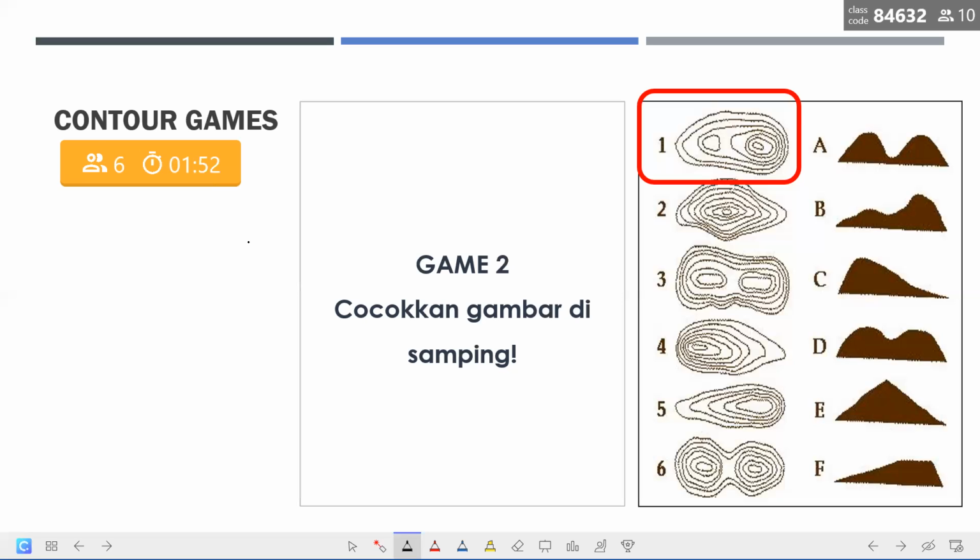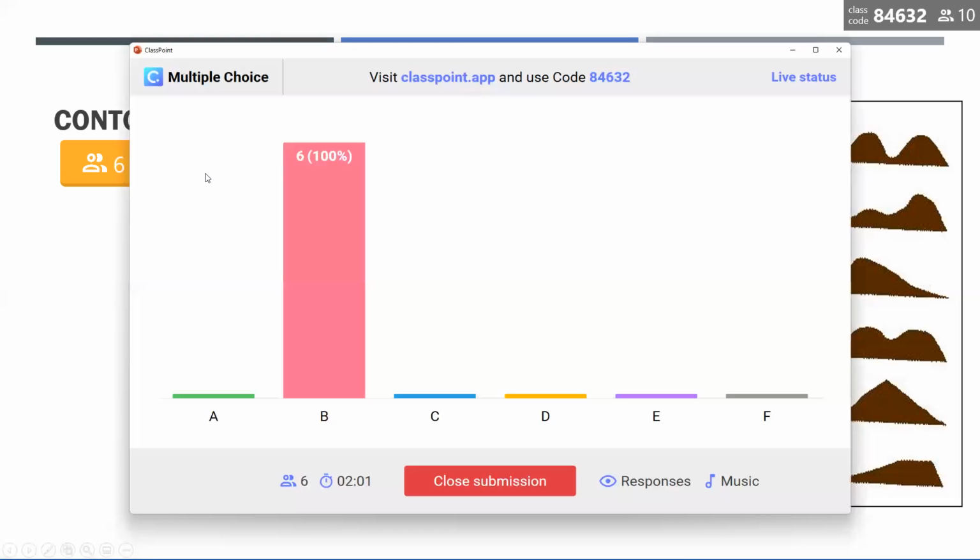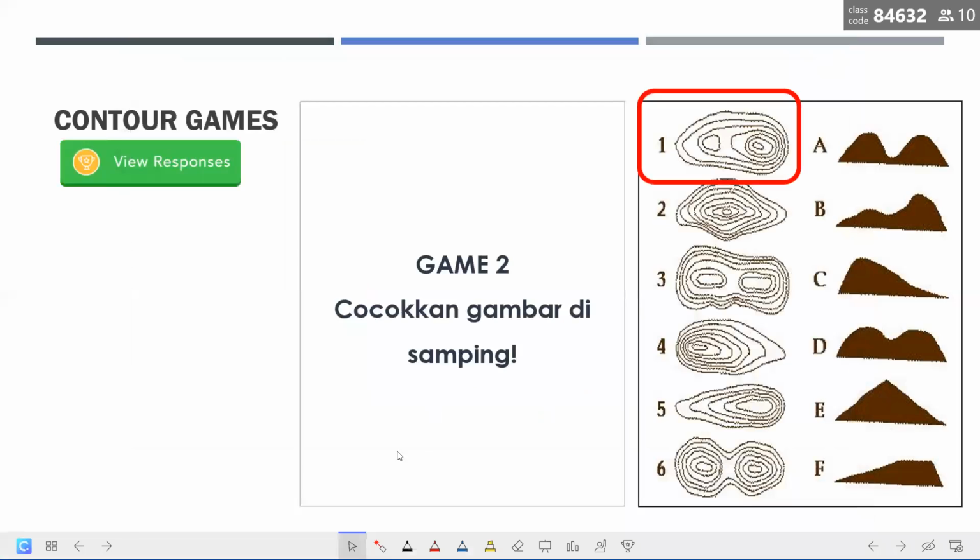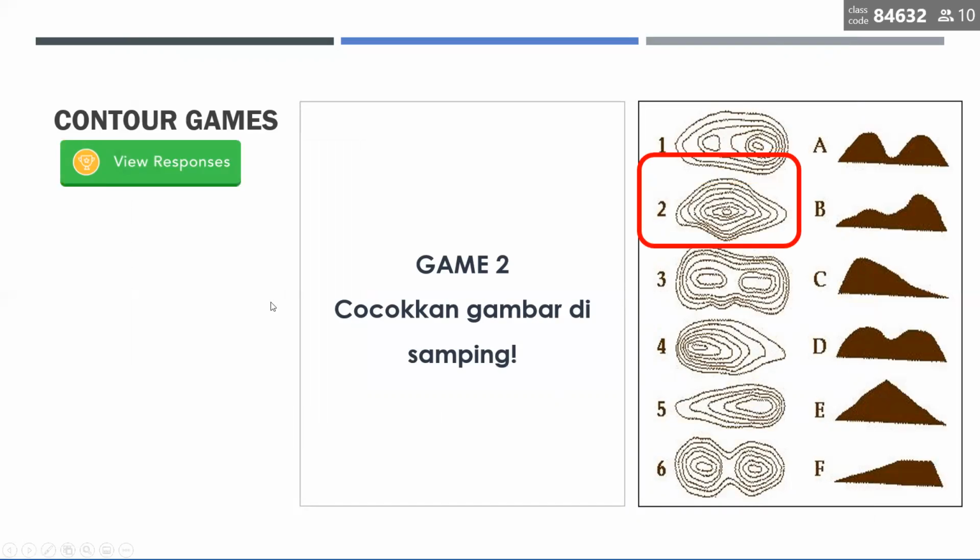Okay, 8, 7, 6, 5, 4, 3, 2, 1. Yeah, you did. B. How many of you got that correct? That's too easy. So, next one. Number 2. Is it A, B, C, D, E, or F?